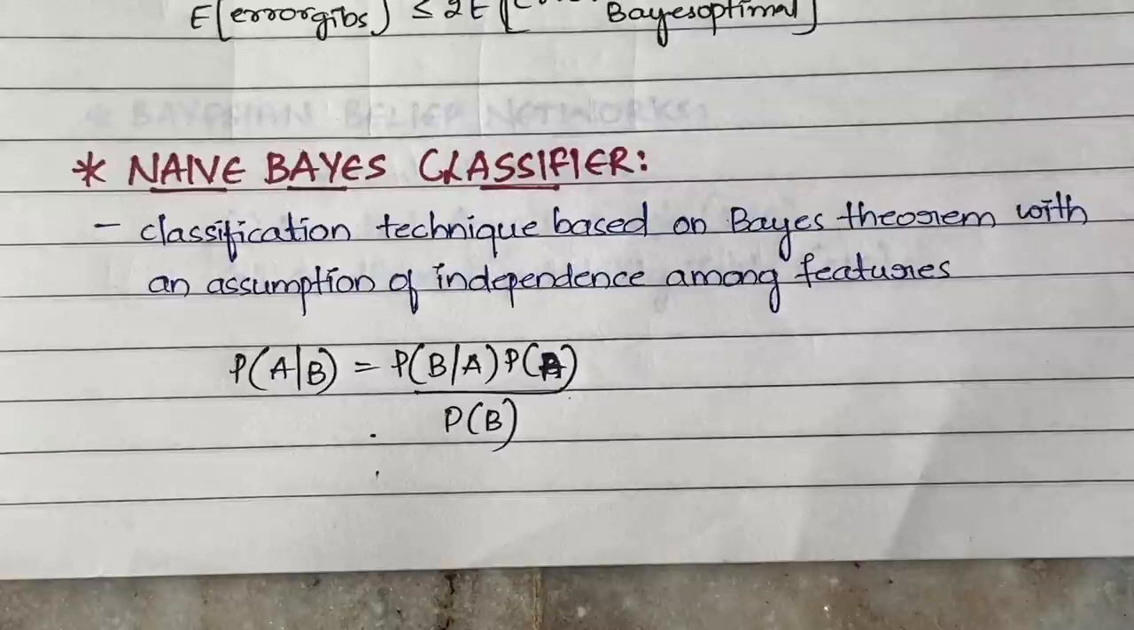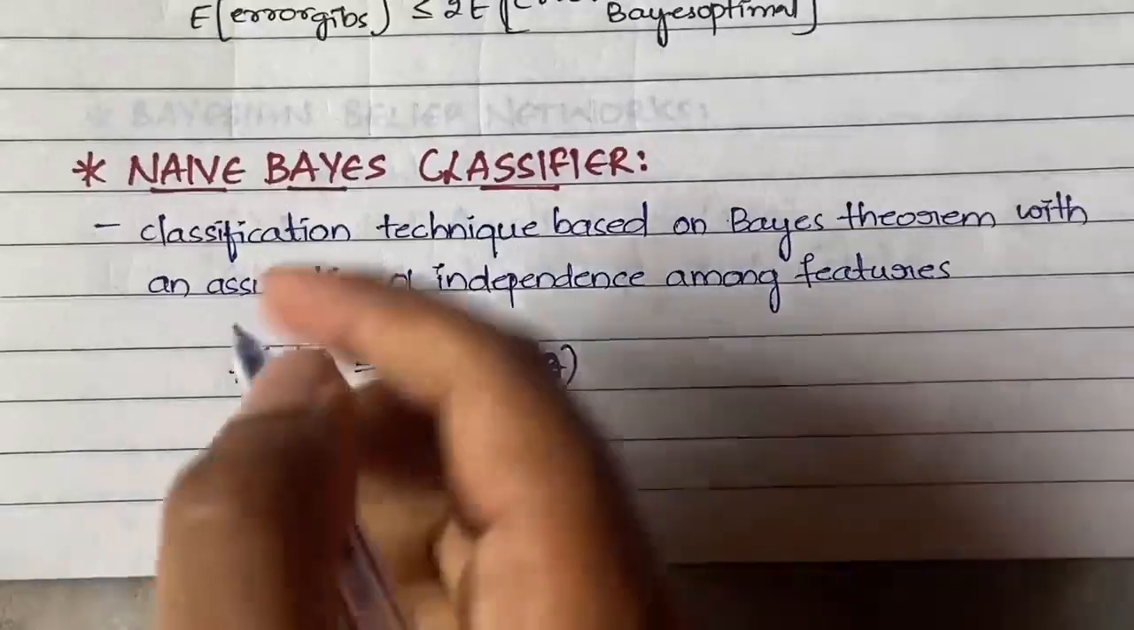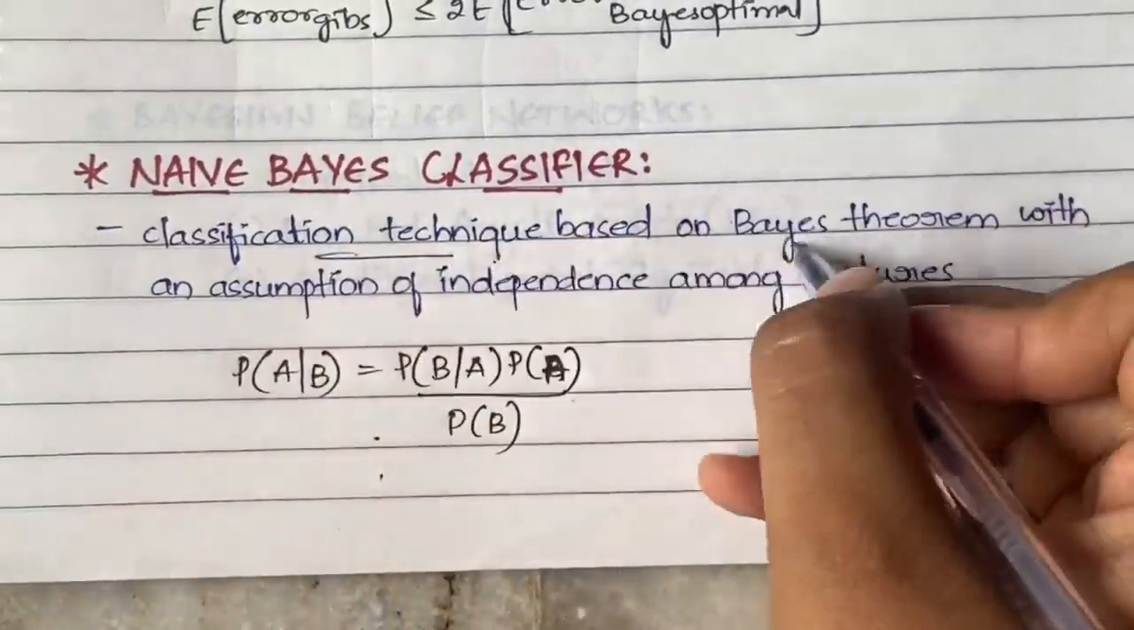In today's video I'm going to explain the naive Bayes classifier with an example so that you can understand it in a better way. So first, what do you mean by the naive Bayes classifier? It is also a classification algorithm. It is a classification technique which is based on the Bayes theorem.